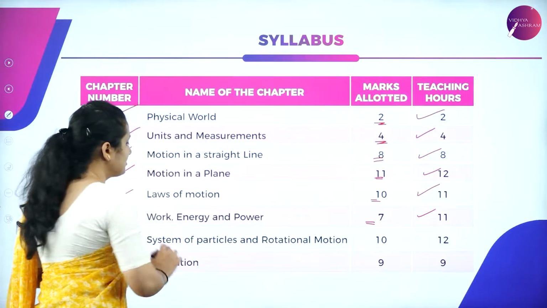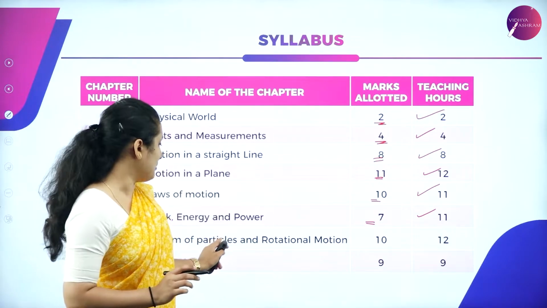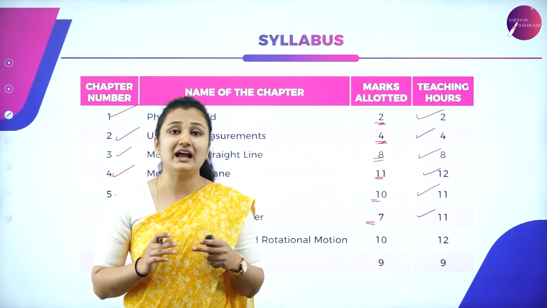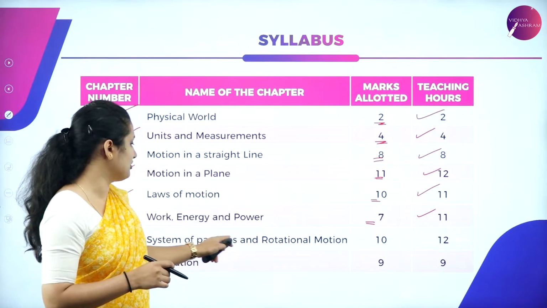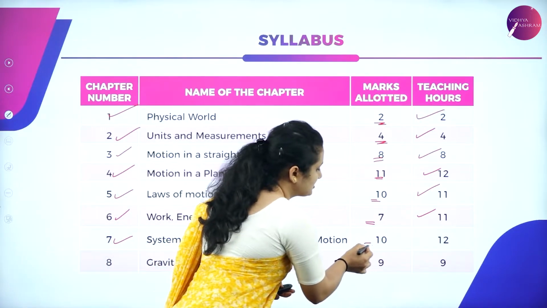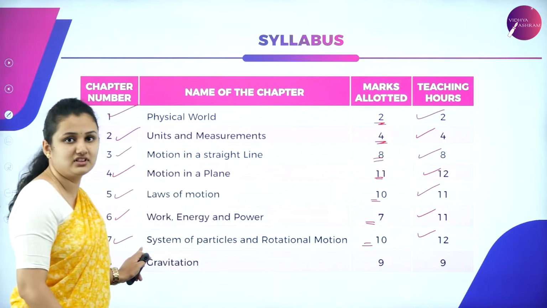The seventh chapter is system of particles and rotational motion. In this chapter, you learn what you mean by rigid body, and what kind of motion a rigid body can have. You'll be studying this in system of particles and rotational motion. The weightage of the chapter is 10, and I need 12 sessions to complete the 7th chapter.